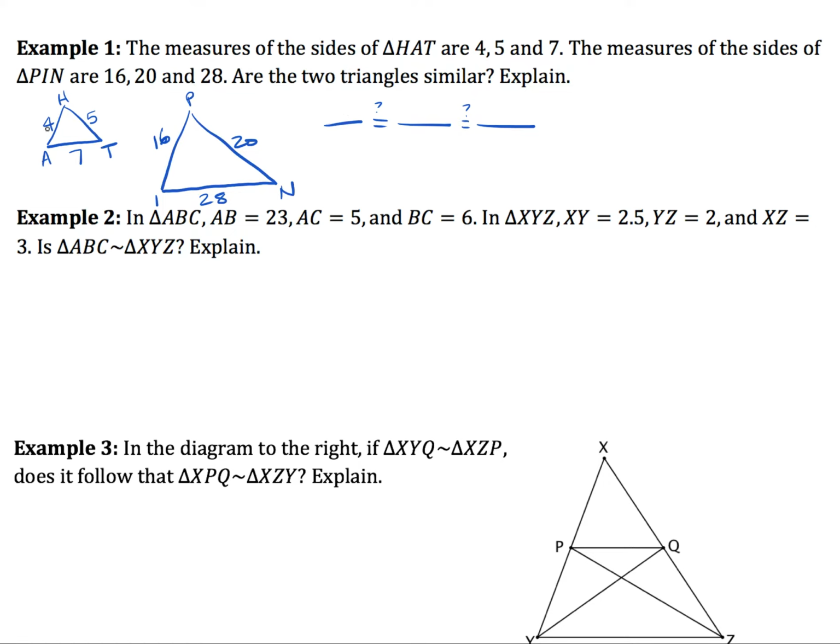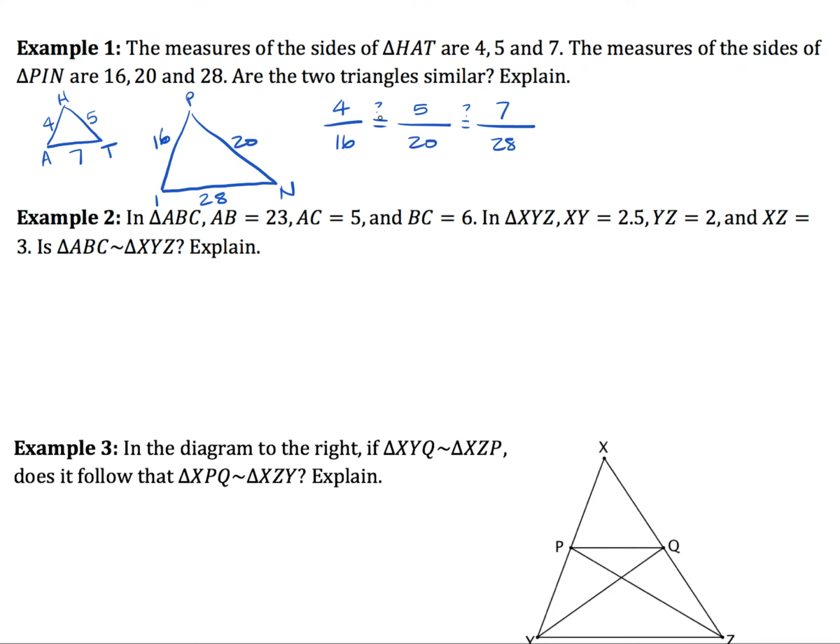Well, we're going to look for the shortest pair of sides. So the shortest side of HAT is 4, and we're going to match it up with the shortest side of PIN, which is 16. Then we'll maybe match up the longest two sides. So that would be a 7 for the longest side of triangle HAT, matched up with a 28 for the longest side of triangle PIN. And then the other two sides would go for our middle ratio here. So that's a side length of 5 with a side length of 20.